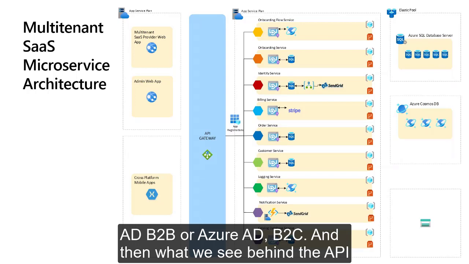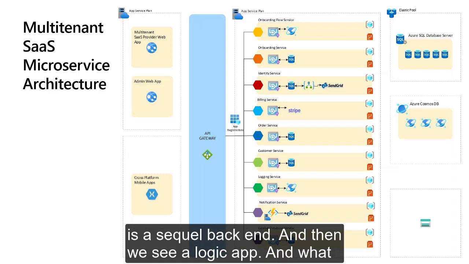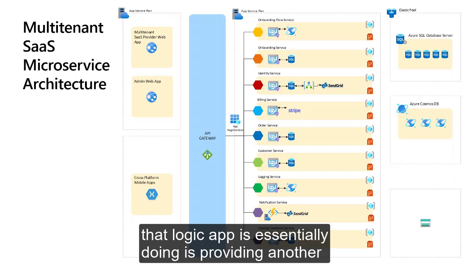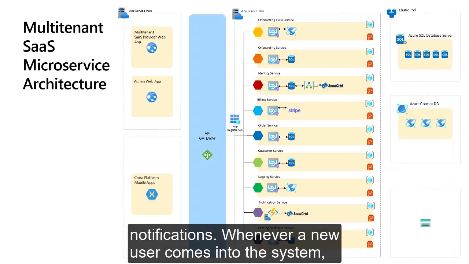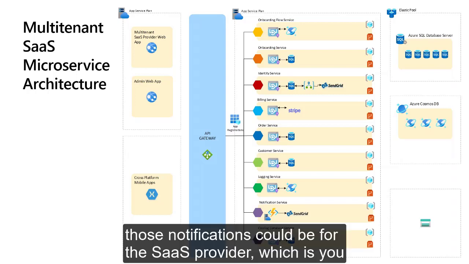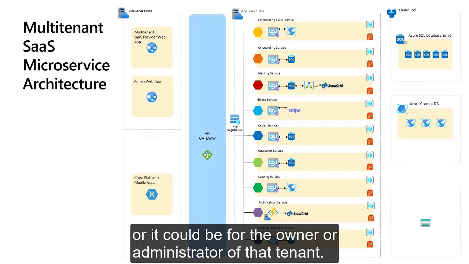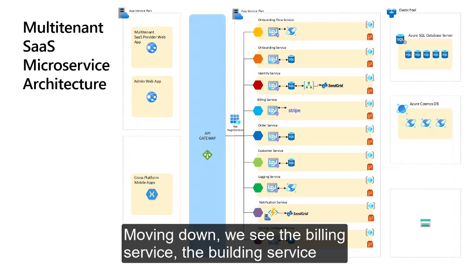And then what we see behind the API is a SQL backend. And then we see a logic app. And what that logic app is essentially doing is providing another administrative low-code, no-code means for you to receive notifications whenever a new user comes into the system. Those notifications could be for the SaaS provider, which is you, or it could be for the owner or administrator of that tenant.